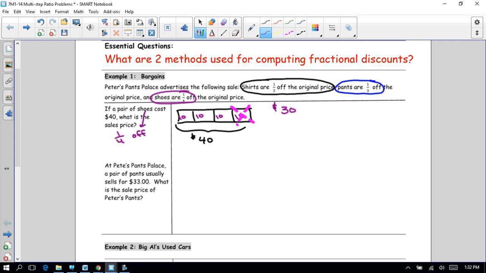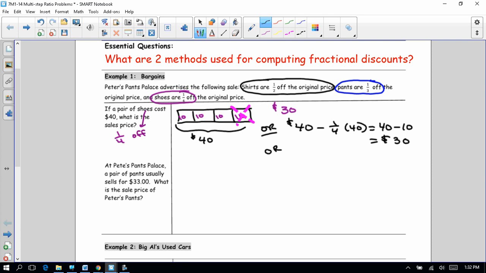Well, there is another way I could do it. All right, or you could solve it another way. I could take $40. And I can subtract 1/4 of the $40. And that's really what we did in our picture. We took our $40, the whole thing, and we subtracted 1/4 of it off, right? So it's 40 minus 10, and again, I get $30. Okay?